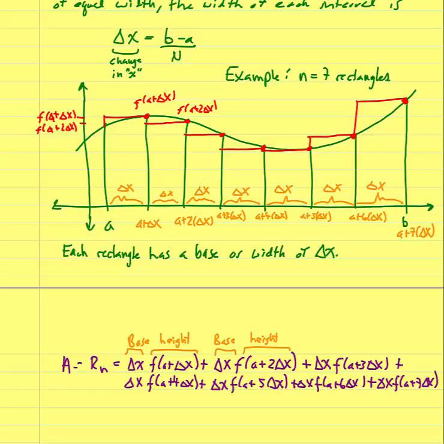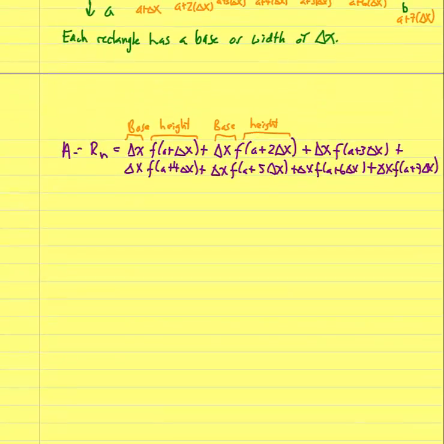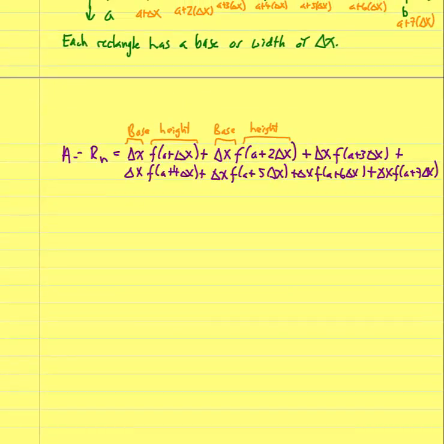Okay? Now there's a shorthand notation for this, so that's what we want to look at next. So this would be equal to A equals, in this case, R sub 7. We know the number of rectangles, so let's put in that 7. If you notice, there's a delta x for every single one of these. So I'm going to go ahead and pull that delta x out front because it's common.